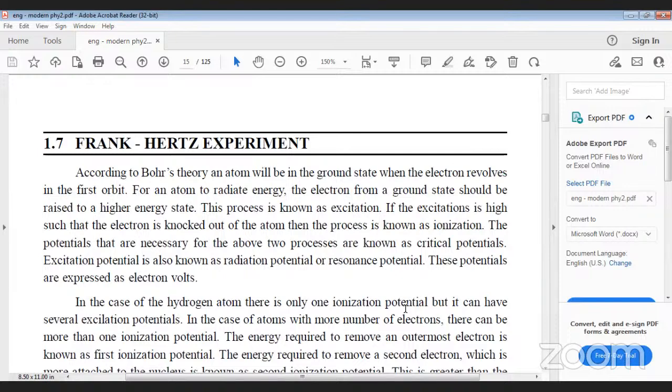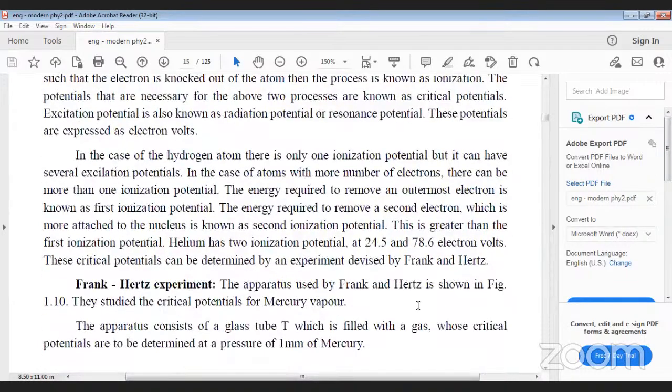If the excitation is high, the electron is knocked out of the atom, and this process you can call ionization. The potentials necessary for these two conditions are known as critical potentials. Excitation potential, also known as radiation potential or resonance potential, may be expressed in terms of electron volts, eV.